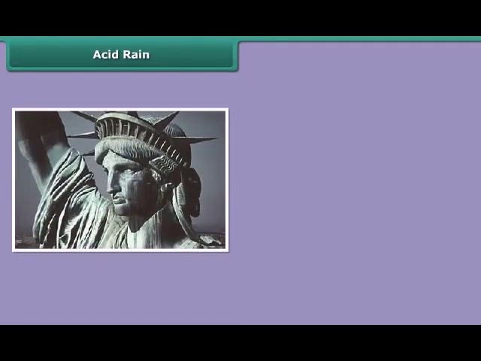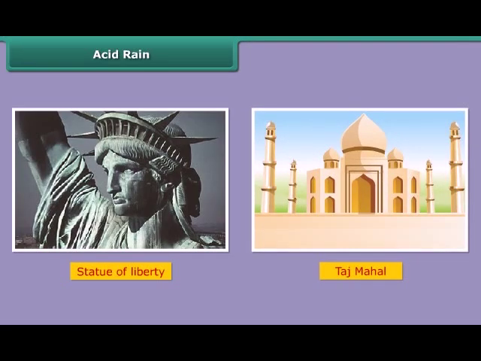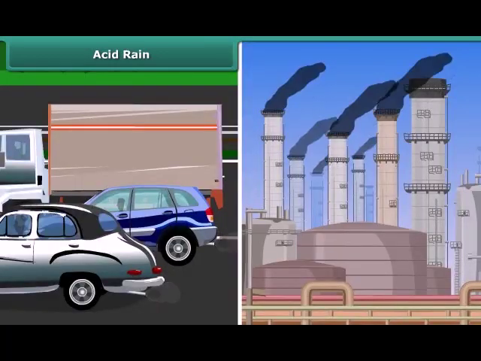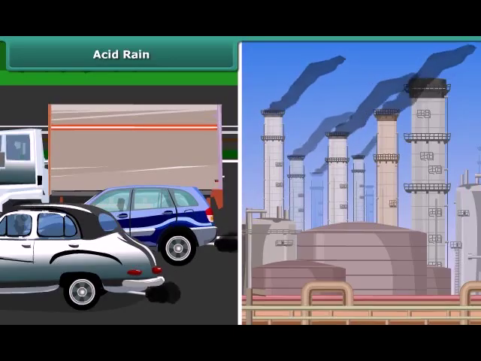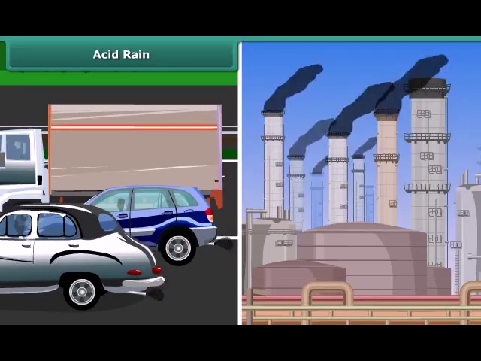These are the images of the Statue of Liberty in New York and the Taj Mahal in Agra. They are badly damaged due to acid rain. Do you know what causes acid rain? Industries and vehicles release toxic gases like sulfur dioxide and nitric oxide into the atmosphere.